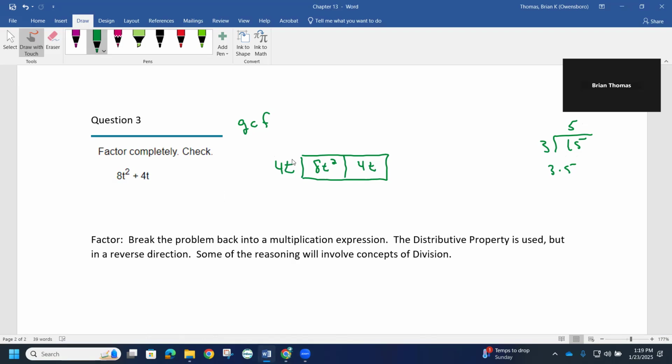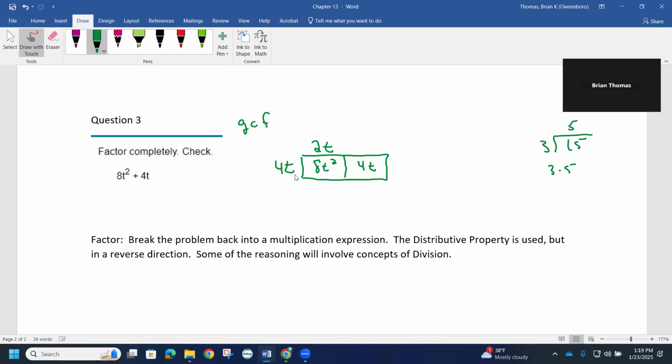So let's say 4t becomes one of the factors of this expression. To find the missing factor, it's actually going to be a binomial. And to find this binomial, what we can do is go, what times 4t is 8t squared? Well, it looks like I need a 2 and a t. 2 times 4 is 8, and t times t is t squared.